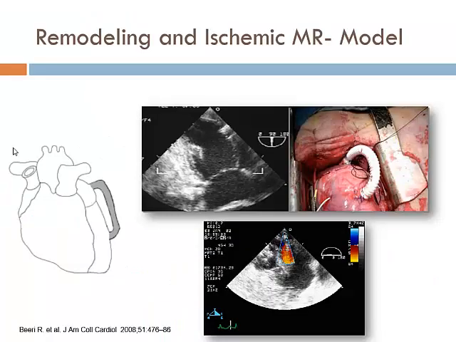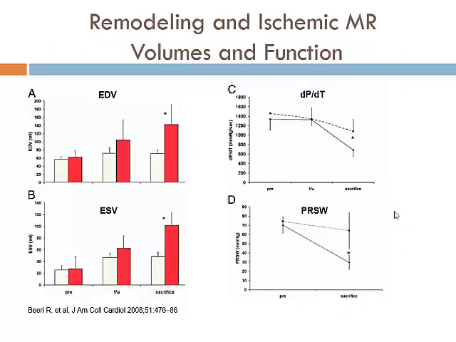Just to also remind ourselves, this is the model that we've been working on for several years now, basically trying to separate the elements of remodeling from the MI and the mitral regurgitation, using a Teflon shunt between the left ventricle and the left atrial appendage, as you can see here, causing a steady flow of mitral regurgitation, which is admittedly a moderate mitral regurgitation.